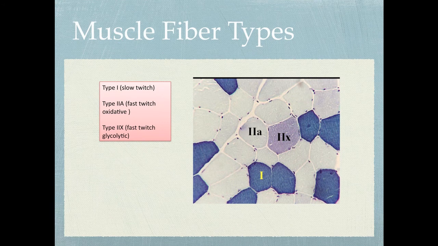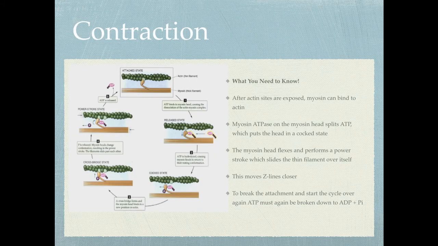Last topic today is muscle fiber types. So before I go here, let me ask you, what are the different muscle fiber types we have? Okay, some of you said fast twitch, some of you said slow twitch, some of you said type 1, some of you said type 2. You know, you're all essentially right.